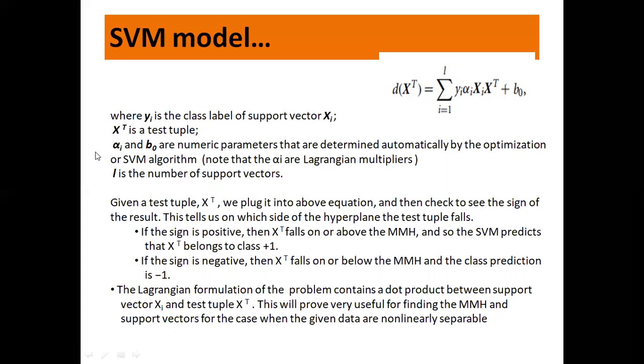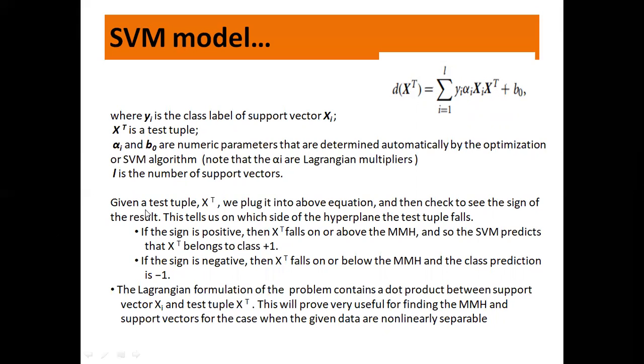Now alpha i and b0 are the numeric parameters that are determined automatically by the optimization or SVM algorithm. Note that alpha i are the Lagrangian multipliers. L is the number of support vectors. For linearly separable data, the support vectors are a subset of the actual training tuples.